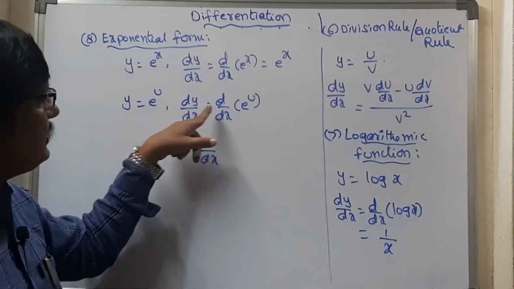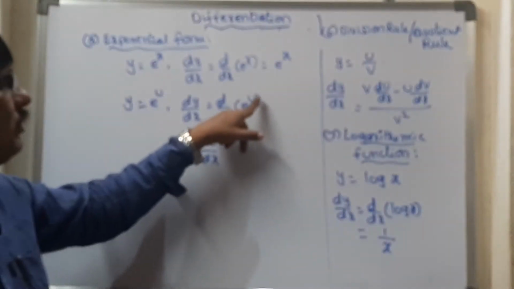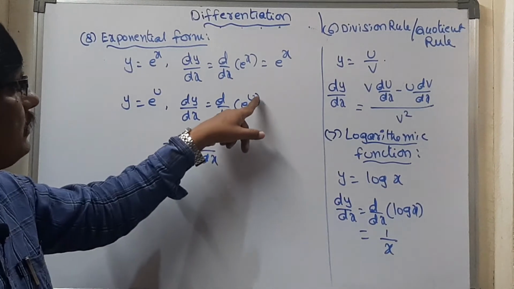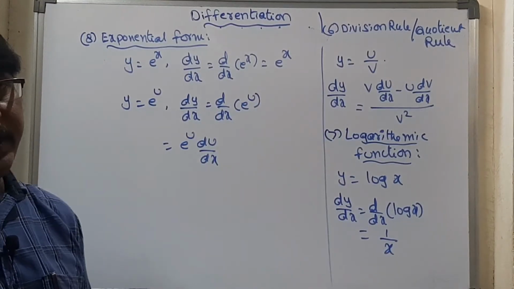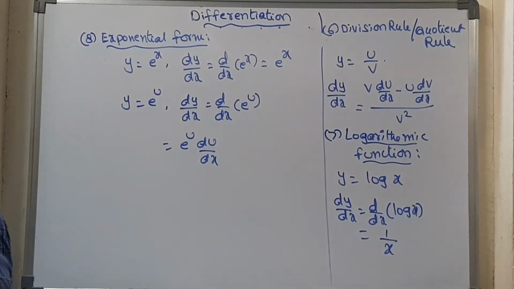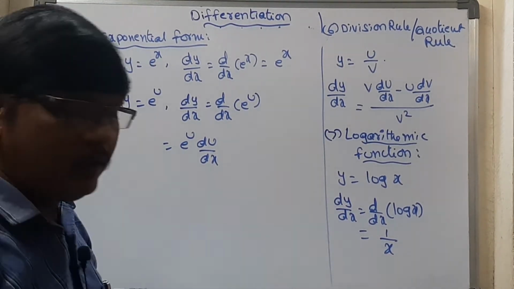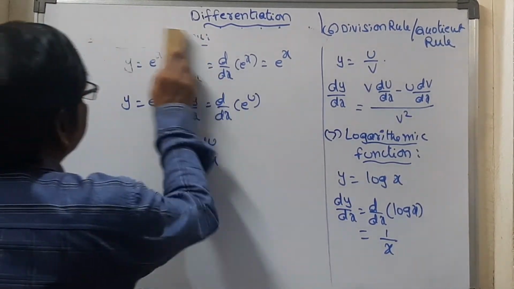But here it is d by dx of e power u, exponential form with the power of u. Then how will it be? E power u will come, and again this differentiation will be taken, du by dx. Okay? In this way we can take down all of these. So this is about the differentiation rule for the exponential form. And now let's go with the next one.